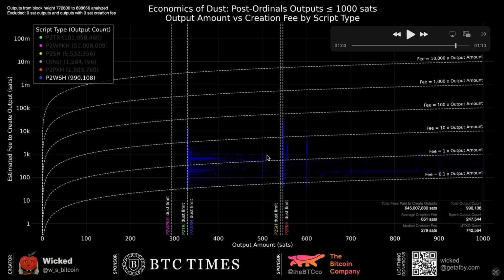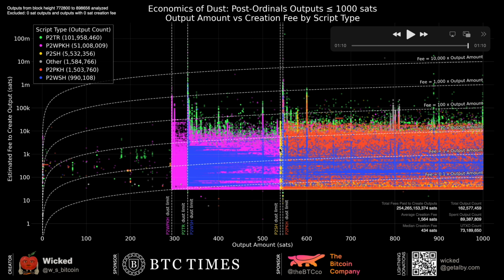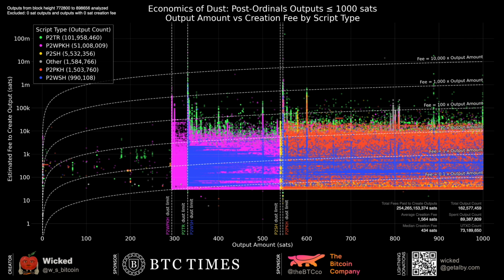Okay. So all in all, that is roughly 44 million outputs created right at the dust line, but over 162 million total were created in this range. So more than 2/3 of the outputs were created above their dust threshold, meaning users weren't just scraping the minimum, right? They were voluntarily putting more value in these outputs.